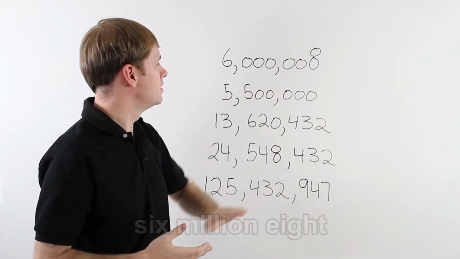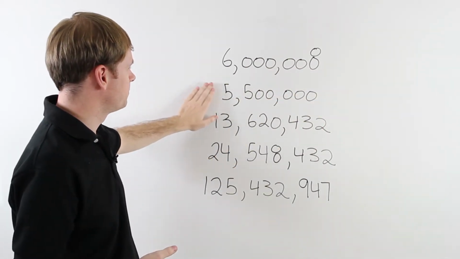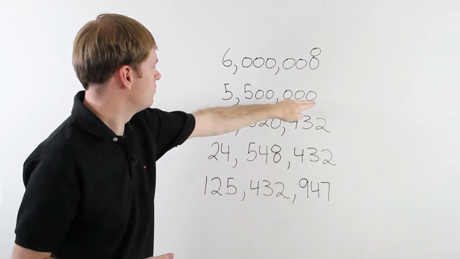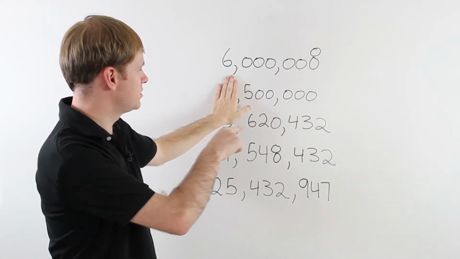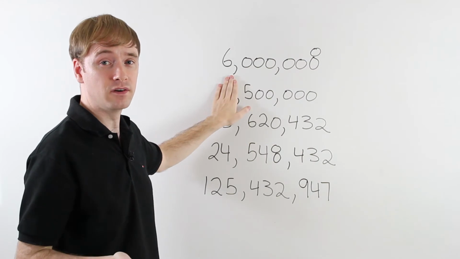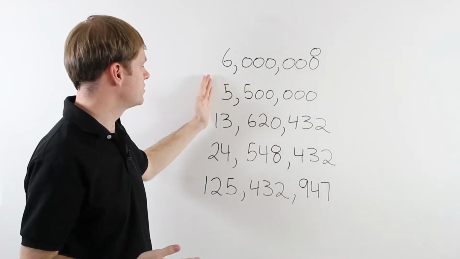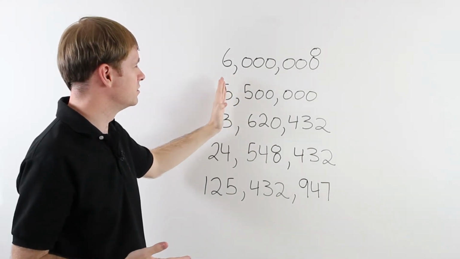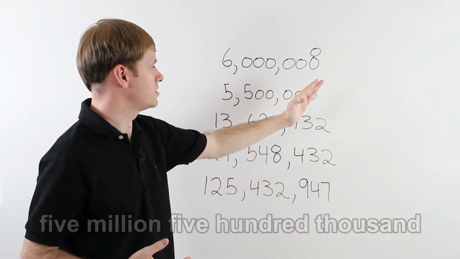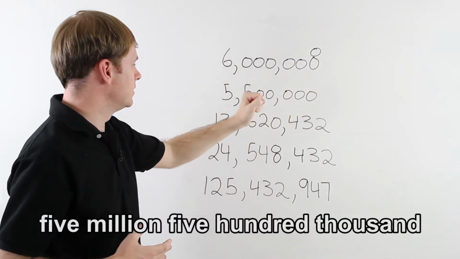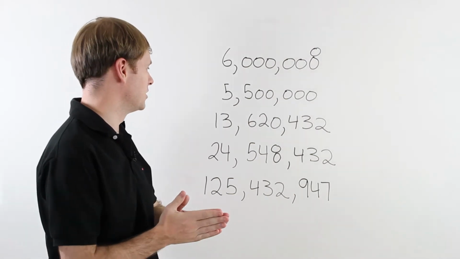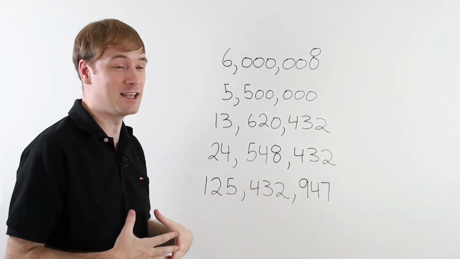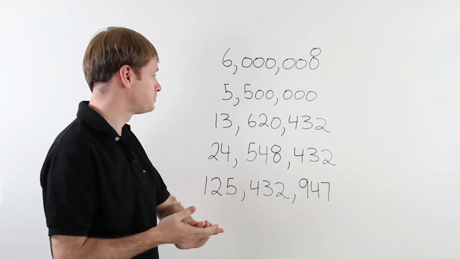6,000,008. Let's move on to the next one. All right, so if we take, we also know this is million, but if we just start here, how much is that? Well, that's 500,000. So how much is that? Well, that's 5,500,000. All right, let's get to a very big and confusing number, even confusing to me, but let's try it together.